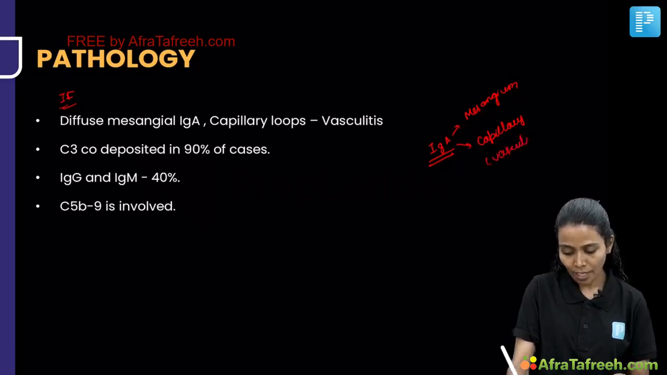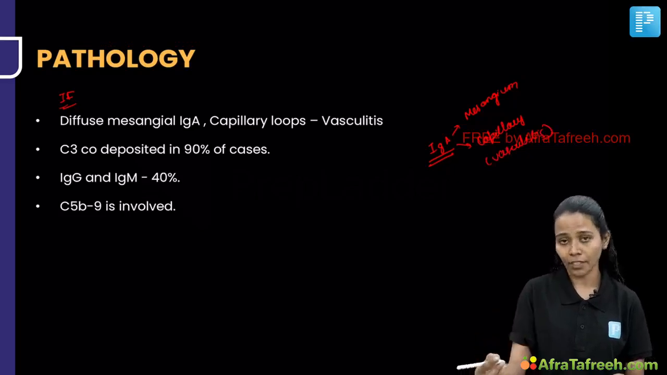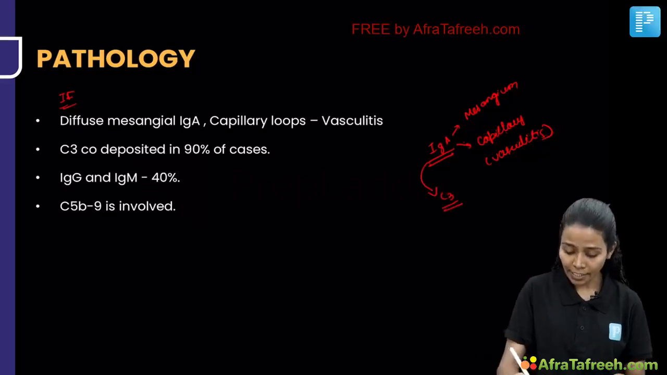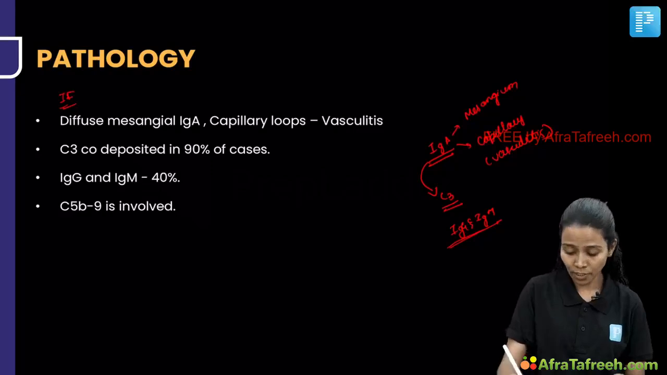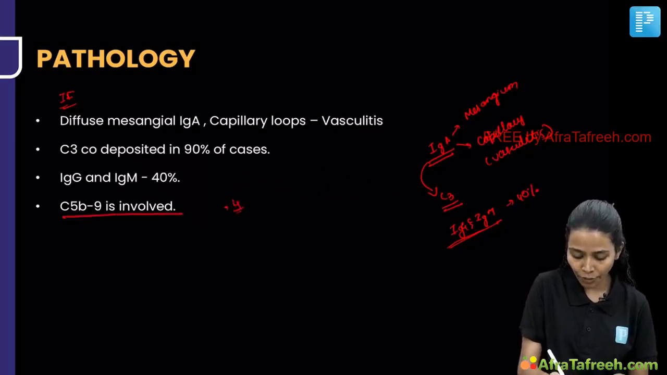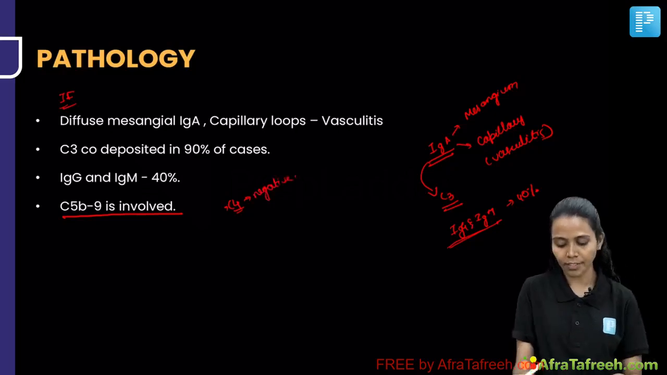Okay. Now, along with IgA, like I said, the alternative pathway or the MBL pathway, the mannose binding lectin pathway, gets activated, so C3 gets co-deposited. IgG and IgM can also be present. So there's nothing to get startled if we find these two in the immunofluorescence report in 40% of cases. So C5b to C9 is involved, hence C4 is going to be negative. Okay. This we have already discussed.